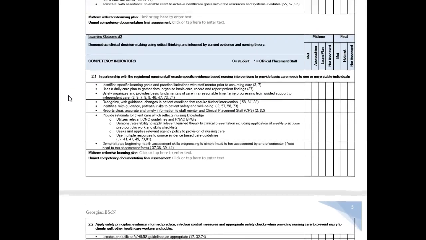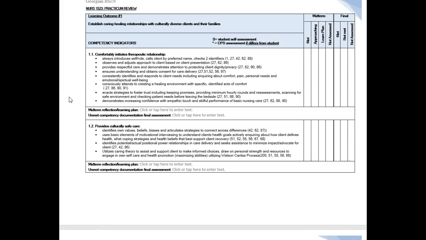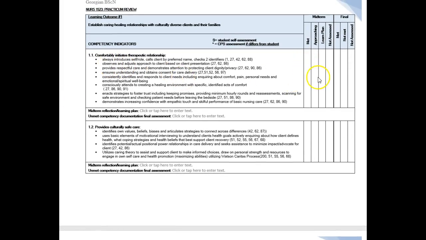The CPS, when they review the document, will go back through where the student has identified themselves, and they will either agree with the student, in which case they don't need to put anything in. If they feel differently than the student, they would put an asterisk in the area that they feel the student is at in terms of their learning.